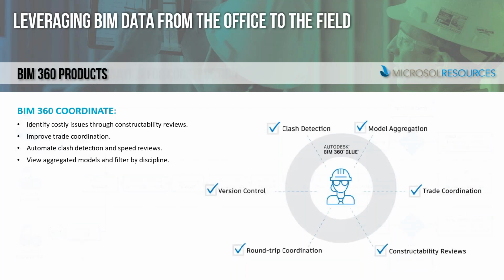As far as automating clash detection and speeding up reviews, when models are published or updated, clash detection runs automatically. This provides teams with quick visibility into the impact of changes. Users can view clashes across all published models in a coordination space if they choose. They can also use heat maps to identify areas with the most clashes to prioritize efforts. Users can also view aggregated models and filter by discipline if they so choose.